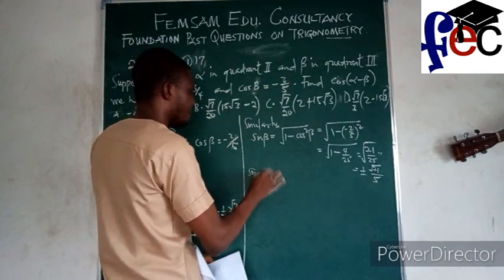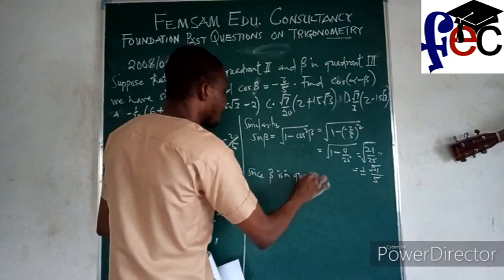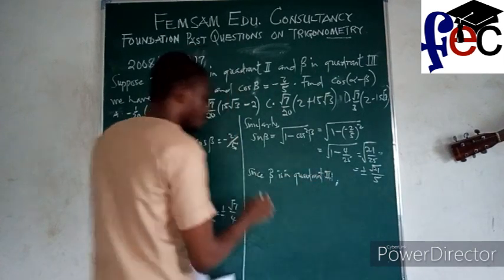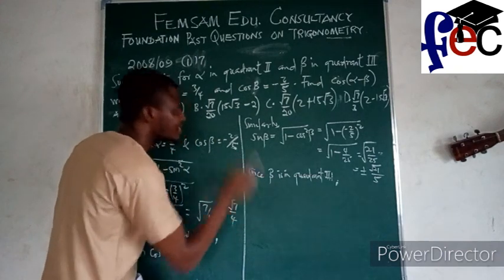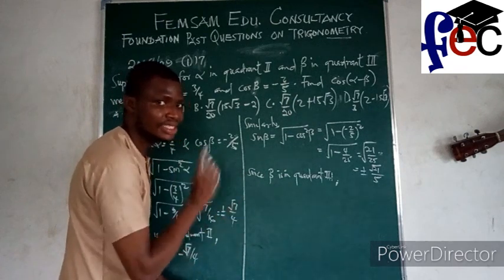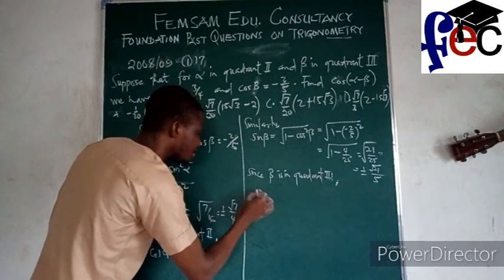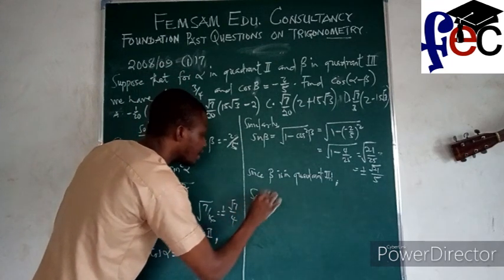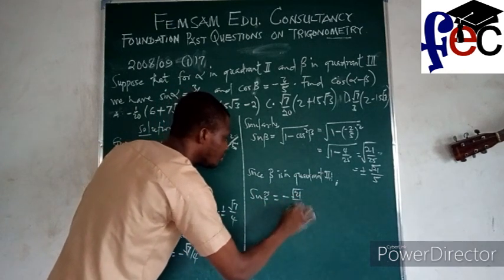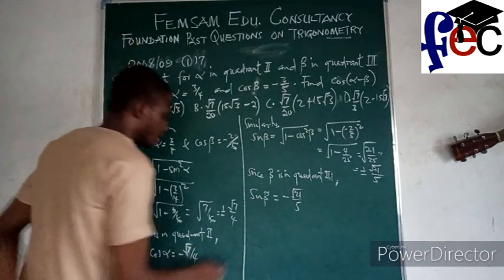Since beta is in quadrant 3, what does that imply? That implies that it is only tangent of the angle that is positive. Sine and cosine of an angle in that quadrant are negative. So that means my sine beta is going to be equal to minus square root of 21 over 5. Now I have gotten my two values. Okay, I've gotten the remaining.